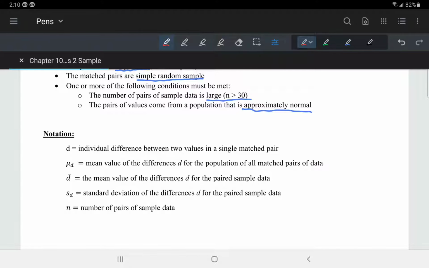There's a lot of notation to these formulas. We will let d represent the difference between any two values in a single matched pair. We'll be looking for the population parameter, that is the mean value of the differences for the population. We'll do that by looking at the sample statistic for the mean value of the differences. s sub d will be the standard deviation for the sample, and n will be the number of pairs in the sample.